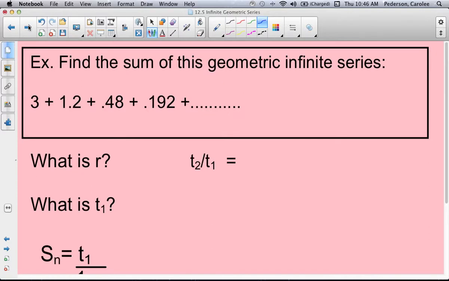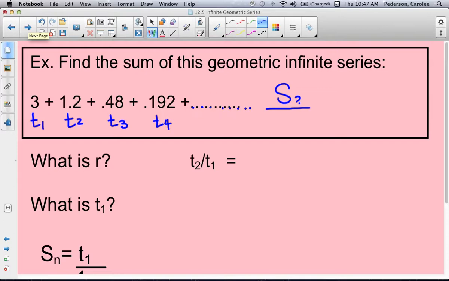So let's go on to our first example. Our geometric series starts off with term 1 being 3, term 2 being 1.2, term 3 being 0.48, term 4 is 0.192. And then this series goes on forever. And we want to find out what does it converge to for a sum. That's our unknown. So we're approximating what it comes very close to.